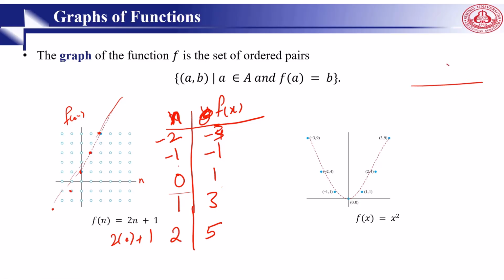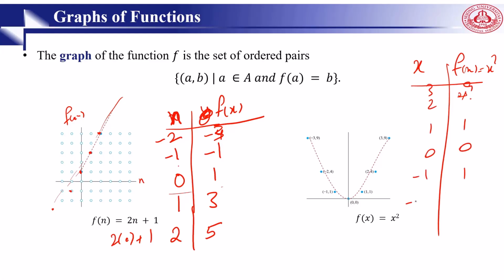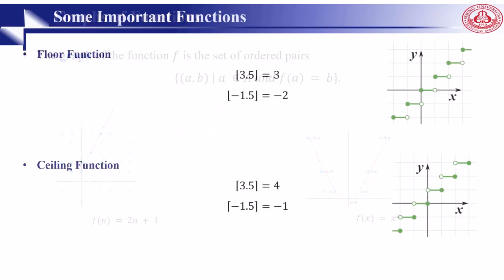For f squared, again, same. I told you already, right? x, f(x) equal to x squared. 0, 0; 1, 1; 2, 4; 3, 9. Minus 1, 1; minus 2, 4; minus 3, 9. As you can see, 0 and 0, 1 and 1, 2 and 4, 3 and 9. Then you draw this line, everything is square.